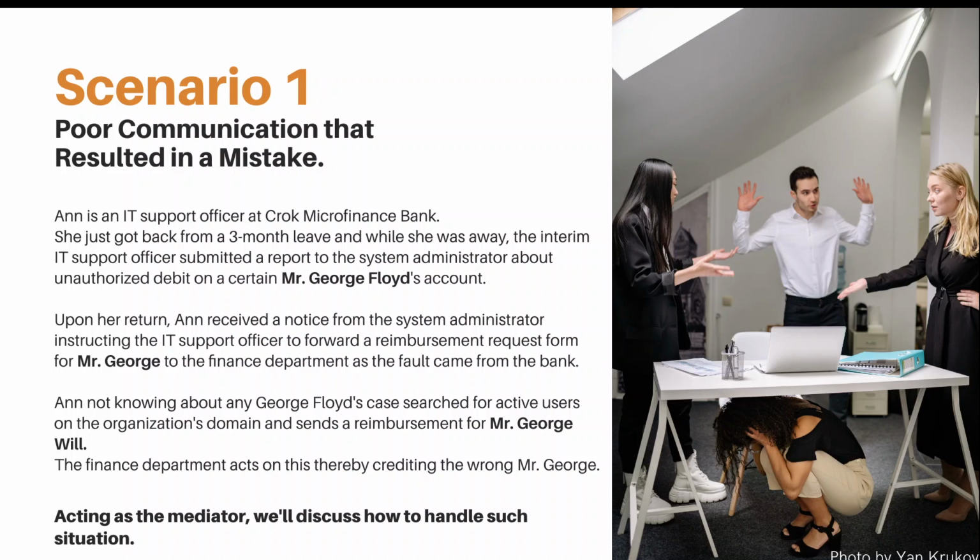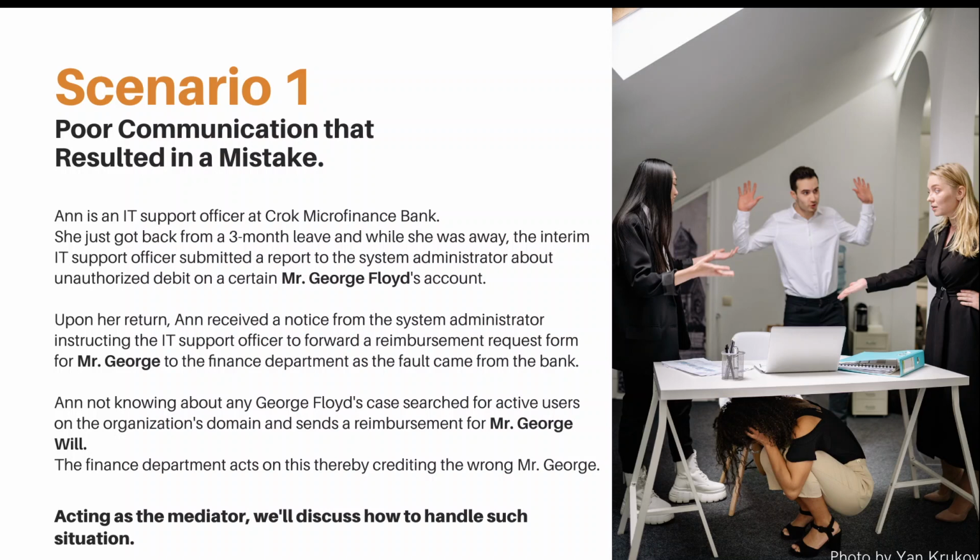Let's look at it from the viewpoint of Anne now. Anne, being away for 3 months, upon her return had no idea that there was any issue with a certain Mr. George Floyd's account. So, since the system administrator did not specify a surname and just stated Mr. George, our first search result turned up Mr. George Will's name, and so she just acted and forwarded that name to the finance department.